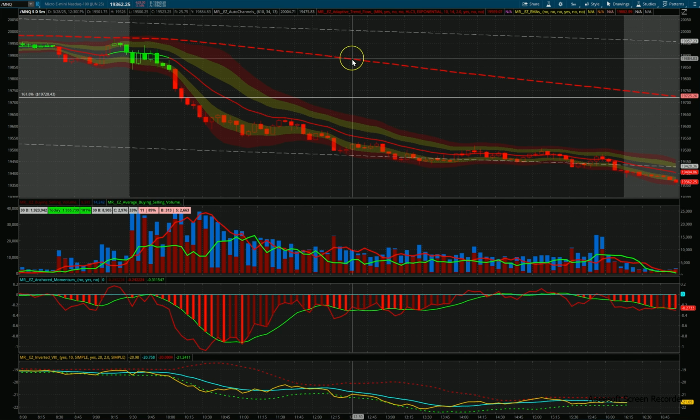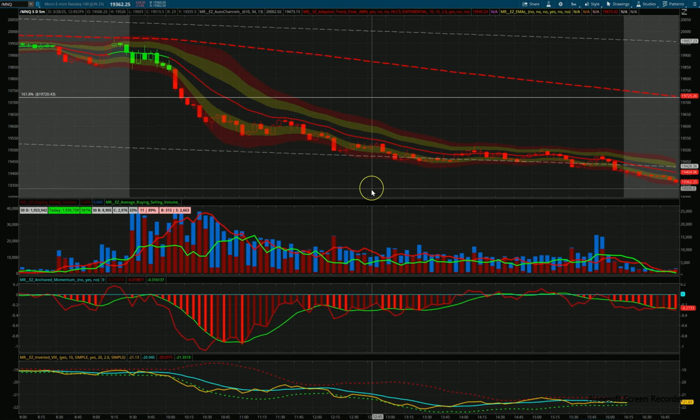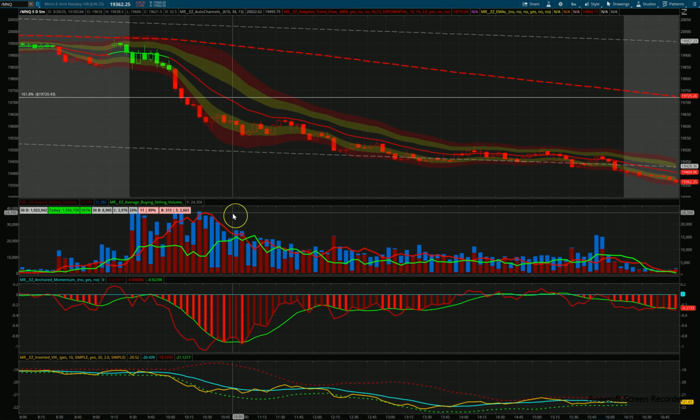Showing the 233 is red overhead, so we know that's weakness. The candles are colored red. Not perfectly. I've yet to find a perfect candle coloring study. But for the purposes of what we're doing, this is showing weakness. The volume, this was Friday, pretty much started off selling off and then really plunged and just kept going the rest of the day.